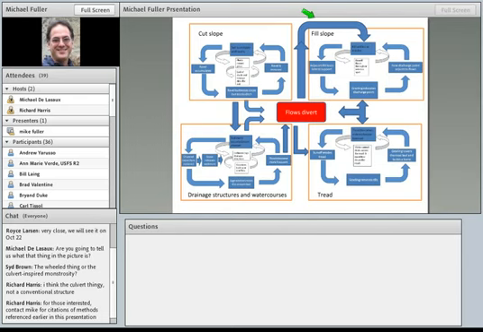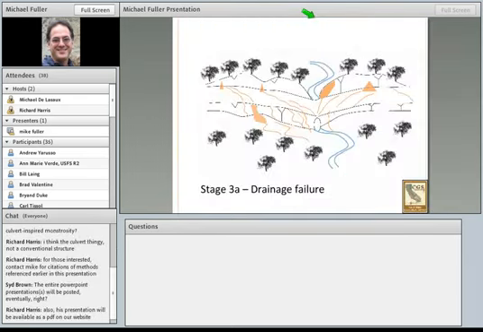Here are the 4 cycles put together. The interplay of the cut slopes, the tread surfaces, and the fill slopes and the drainage structures can lead to something like a systemic failure of the road system.